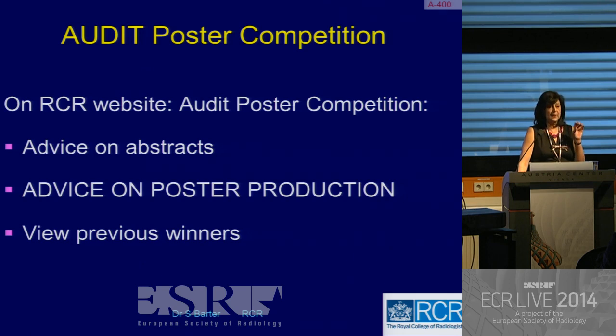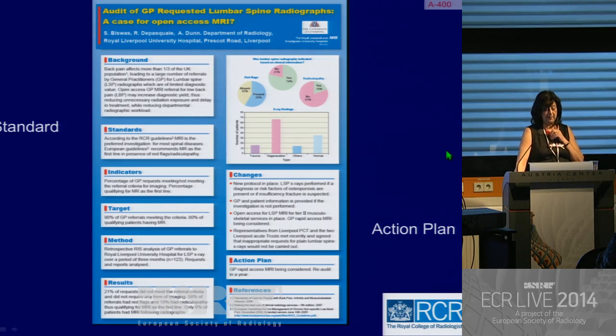Again, on the RCR website, if any of you want to look at it, there is advice on how you should write a good abstract with regard to audit. There is advice on poster production, and you can look at previous poster winners so that you can see what they've done. This is one of the winners, and it's that good old topic again, lumbar spine radiography, so I'm glad to see that this particular person is using Audit Live to get an idea about this. You can see they clearly state the standard, and they've clearly formulated an action plan because they've done the audit, they've worked out what they need to change, and their action plan is that they must consider GP rapid access MRI rather than doing plain films.